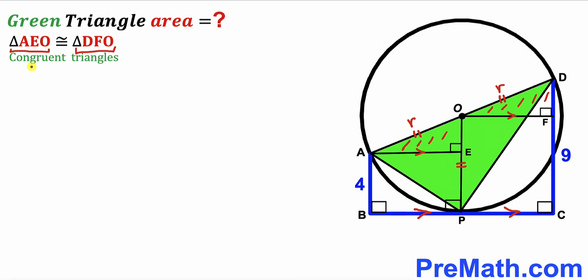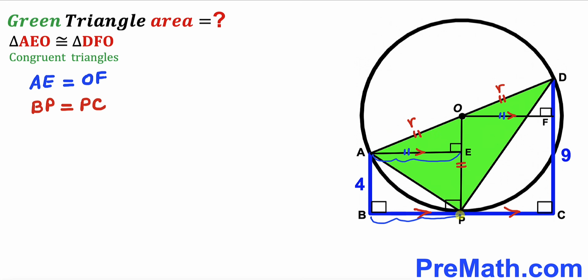And now we can see that these two right triangles, the right triangle AEO and this other right triangle DFO, are congruent triangles, since this side AO is equal to this side OD. And moreover, this angle is 90 degrees, and likewise this angle is 90 degrees as well. So therefore, we conclude that this side AE must be equal to this side OF, as you can see in this given equation. And now we know that this AE segment is equal to this segment BP, and likewise this OF segment is equal to this segment PC.